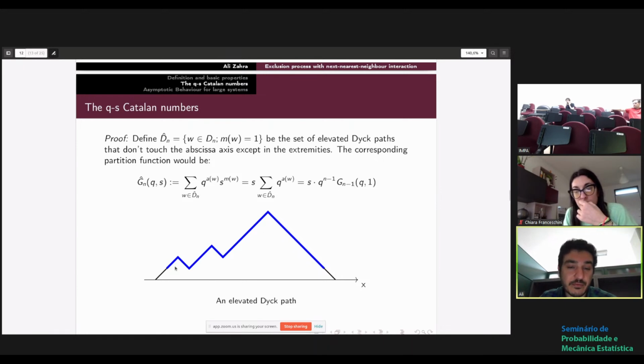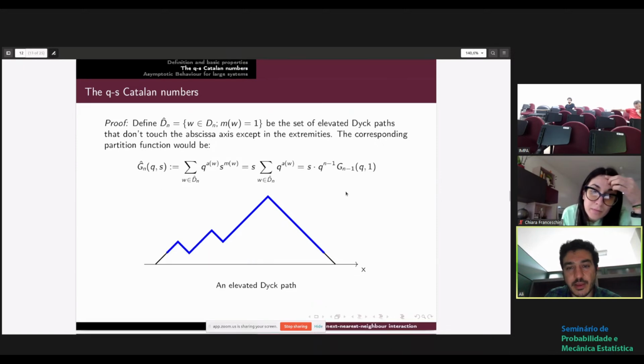Well, first you can identify a dig path which is not elevated, but on a lattice which has n minus 1 sides. So this blue path belongs to the lattice with n minus 1 sides, and it's just a path. It's not necessarily elevated. Okay, and then you can now relate the two quantities.